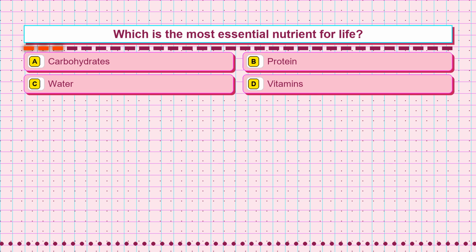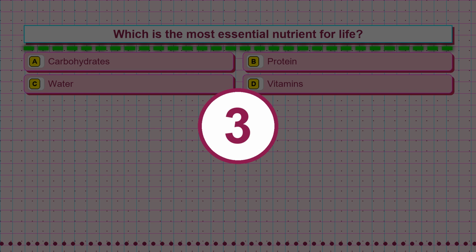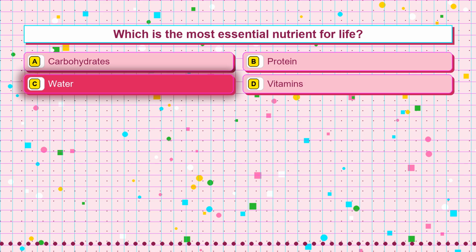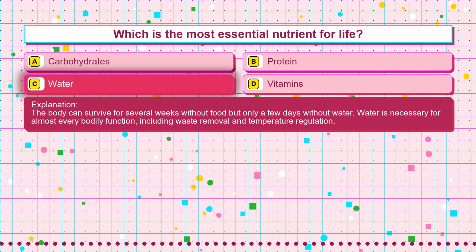Question 26. Which is the most essential nutrient for life? Option A, carbohydrates. Option B, protein. Option C, water. Option D, vitamins. The correct answer is option C, water. The body can survive for several weeks without food but only a few days without water. Water is necessary for almost every bodily function, including waste removal and temperature regulation.